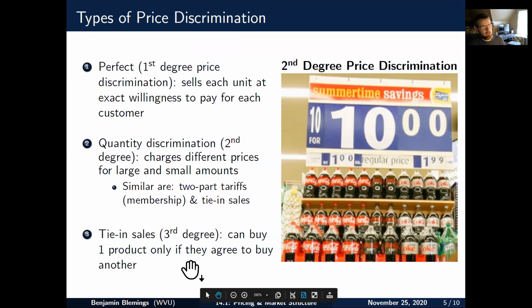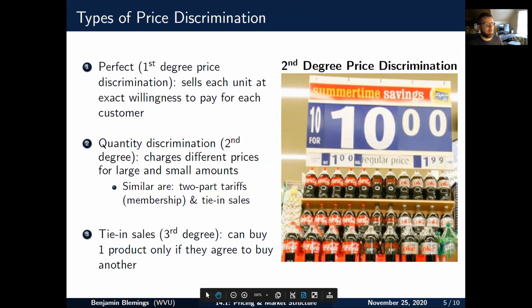And I was talking about perfect or first degree price discrimination, where you sell each unit at the exact willingness to pay for each customer. But there's other types of price discrimination as well, which you're probably familiar with. One is quantity discrimination, which is a second degree type of price discrimination, where you charge different prices for large and small amounts of purchases, like this sign right here, where you can get 10, 2 liters for $10. But if you buy one, it costs $2 per 2 liter. And so this is an example of second degree price discrimination.